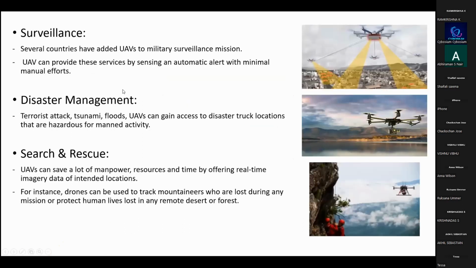We are talking about surveillance, and that is one of the biggest things which we have achieved using drones. Many countries are doing it for military missions and all. UAV can provide these services by sensing and sending automatic alerts with minimal manual effort, so there is no human intervention needed. The UAV can sense it, do the surveillance, and send the data to the ground control station, and the person sitting there can verify whether there is any problem or not. Like at the border, we see the India Pak border and all.